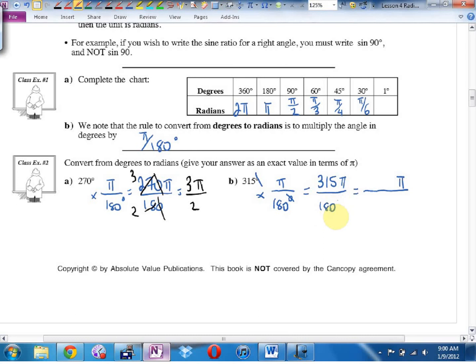What's 315 divided by 5? Well, 300 divided by 5 is 60. 15 divided by 5 is 3. I would get that so far if I was hopscotching my way there. Oh, and what goes into 63 and 36 evenly? 9. 7 over 4. And hey, I was right. I said I was pretty sure it was going to be 7 pi by 4. Can be done with or without a calculator.